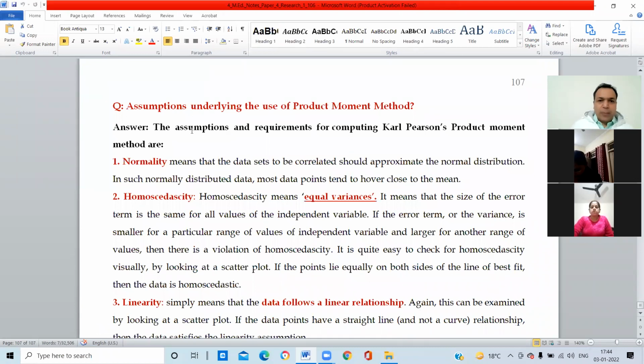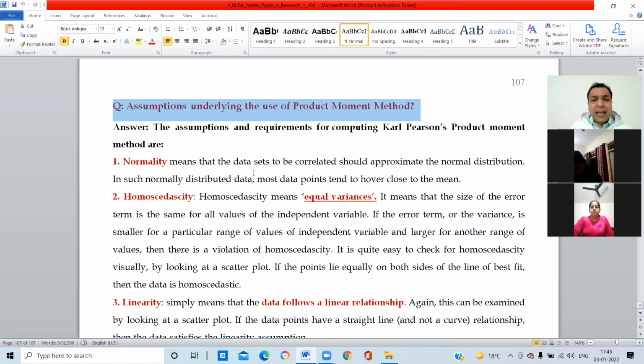Okay, one more question, most important, right? What are the assumptions underlying the use of the product moment method? What is the product moment method? You are aware of that. It comes under correlation. There are two types of methods, right? One was Spearman's and one was Karl Pearson's, the product moment method.